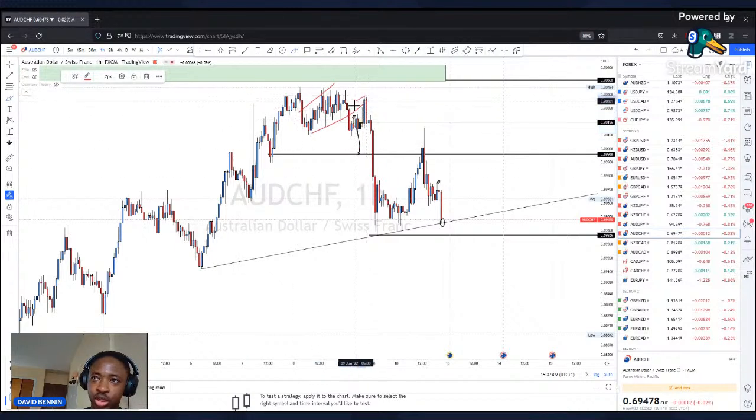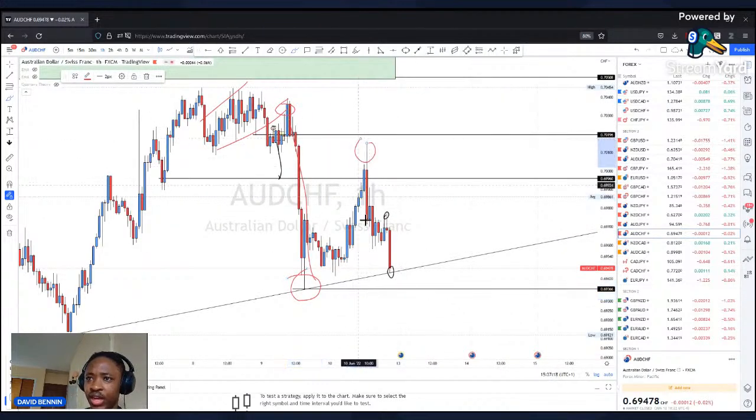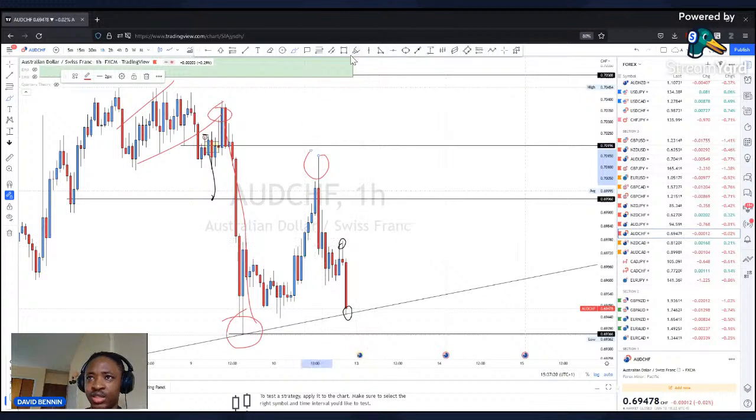So we had a push, a pullback. I took this sell onto this trend line here. And then on Friday, the same thing. I didn't catch this move, but then I caught the last sell that happened here. So it was a pretty decent week.